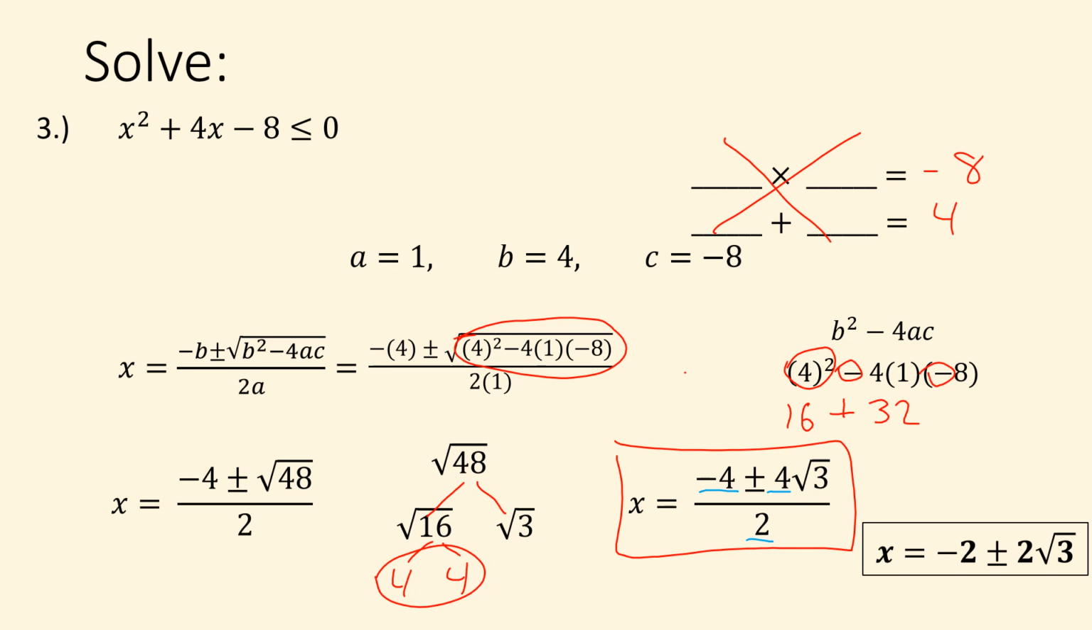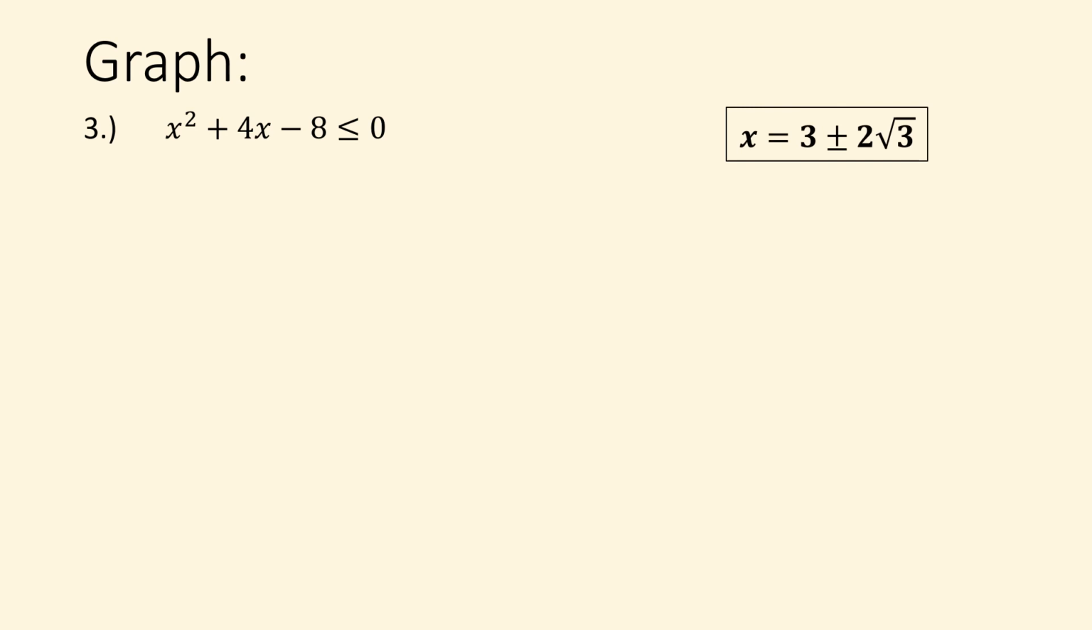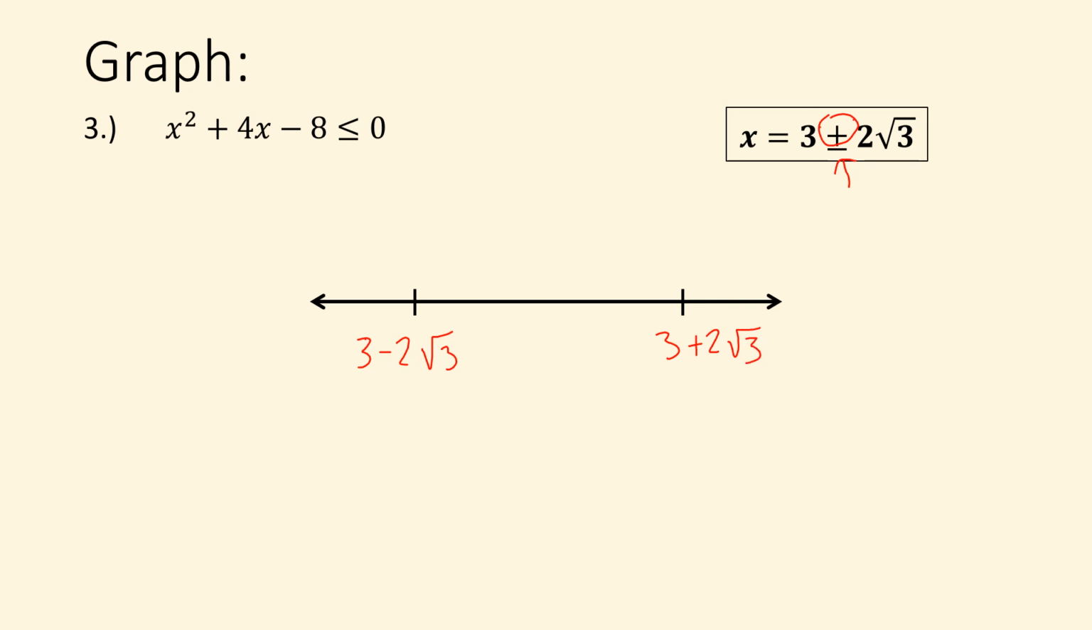Both of those are going to go on the number line as our 2 points. So we have this solution, one that uses a plus and the other one that uses a minus. Obviously the minus is going to be the smaller one, the plus is going to be the bigger one. So let's put those on our number line: 3 minus 2 radical 3, 3 plus 2 radical 3. Let's come back up to our sign here. Colored in circles. Less than, we think less than, and is the middle.